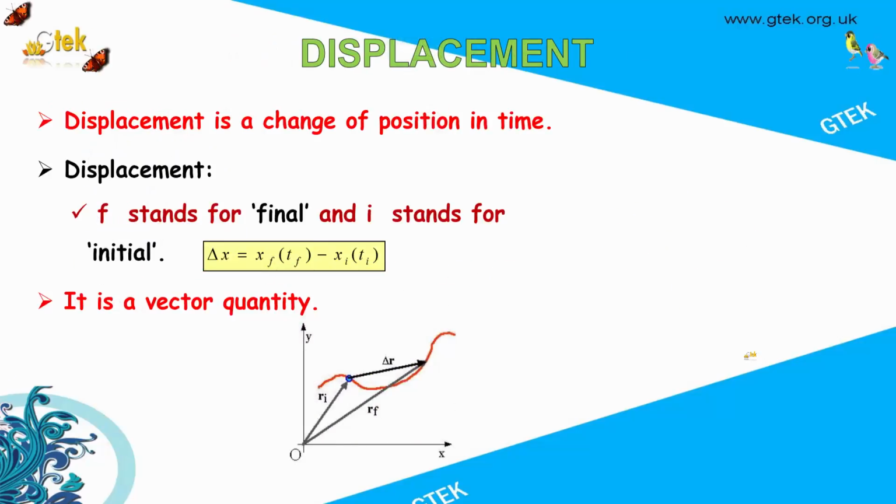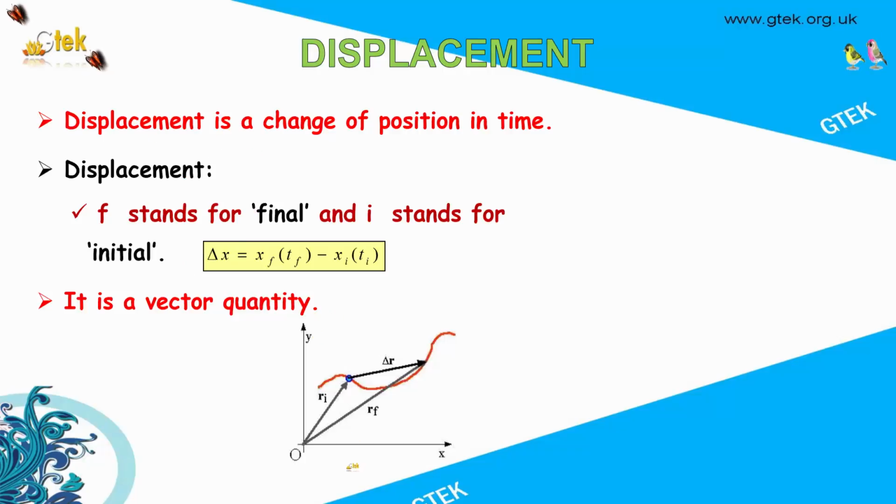Now let us see about displacement. So what is displacement? Displacement is a change of position in time. In terms of displacement, f stands for final and i stands for initial. The formula specification is over here: del x equal to xf into tf minus xi into ti. Displacement is considered to be a vector quantity.